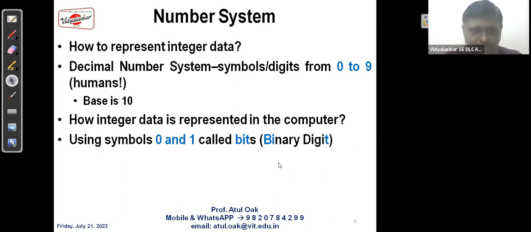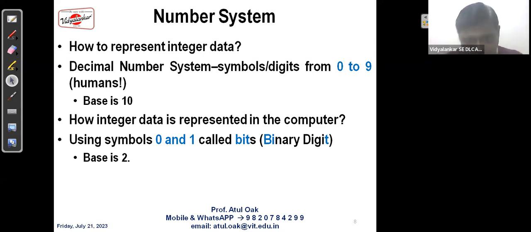Let's summarize what we have gathered. Computer always represents data using bits. There are two symbols, 0 and 1, and we call that system as binary system, or I will say base 2. Why? Two symbols, 0 and 1, that is base 2. Human, base 10, 10 digits, 0 to 9.